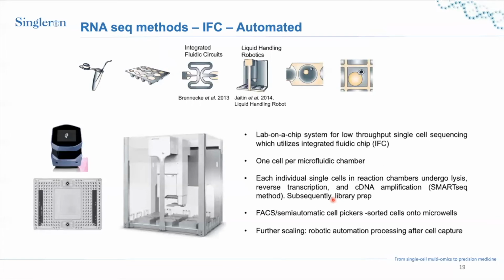So then comes integrated fluidic chips. And this is lab on a chip system in a low throughput manner. And here one chamber contains one cell. And each individual single cell in the reaction chambers undergoes the same process I described earlier. They undergo lysis, reverse transcription, and cDNA amplification. So it is basically based on the SmartSeq method. And then subsequently library preparation is done.